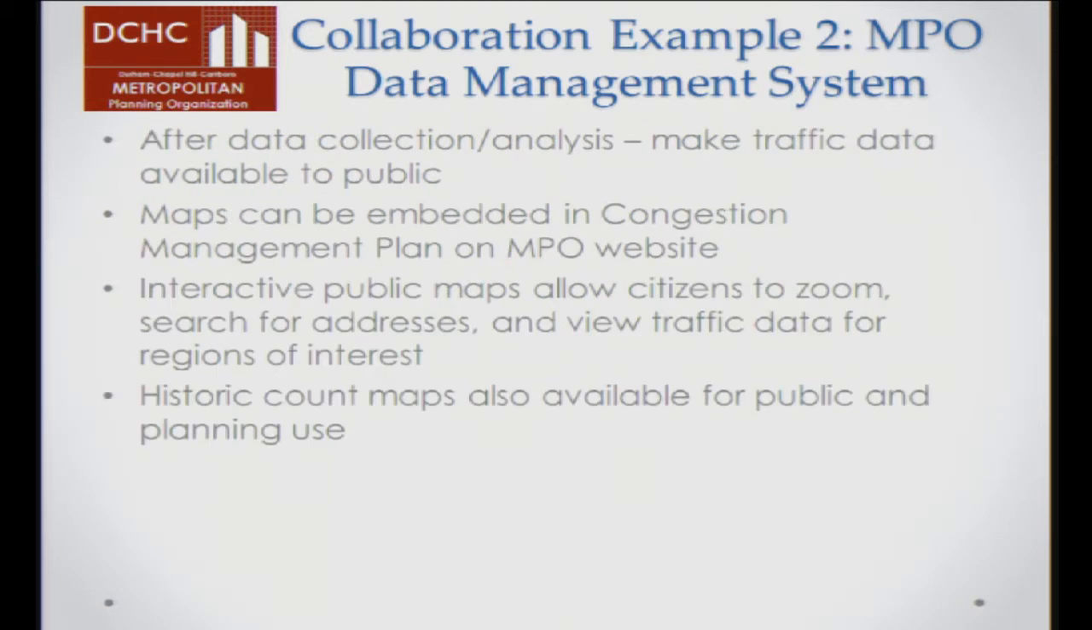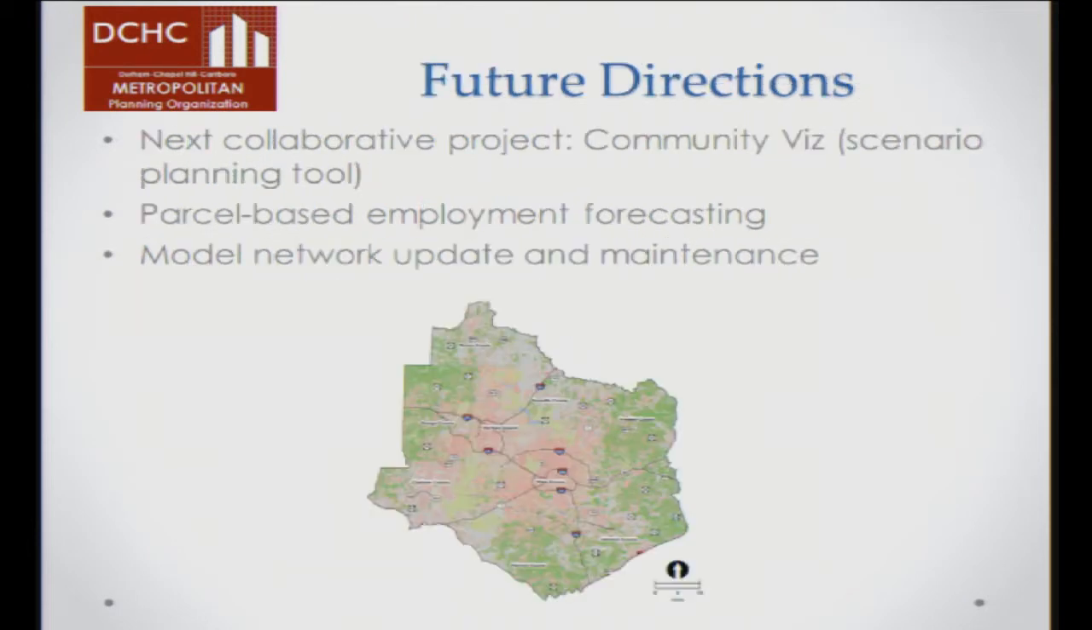We'll be continuing to use this after data collection and analysis to make these maps available to the public. We can embed the maps into the congestion management plan on our website, which will give citizens, instead of a static PDF map of an area, the ability to actually zoom around, search for addresses, and view traffic data for their areas that they're interested in. We also have maps of historic counts of all the years, I think going back to 2000, of traffic volumes on our website already.